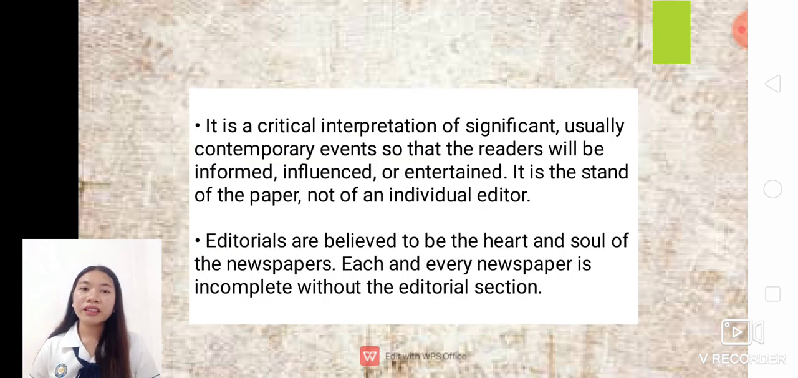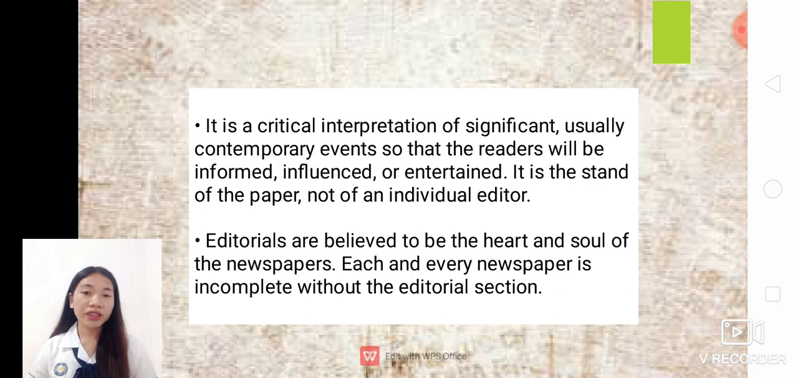It is a critical interpretation of significant, usually contemporary events so that the readers will be informed, influenced, or entertained. It is the stand of the paper and not of an individual editor. As we can observe, in a newspaper, every time there is a news item or a new issue, we can also see the editorial writing there, wherein it doesn't just give information, but it gives opinion to the readers.